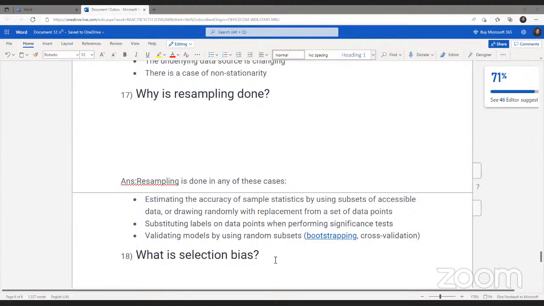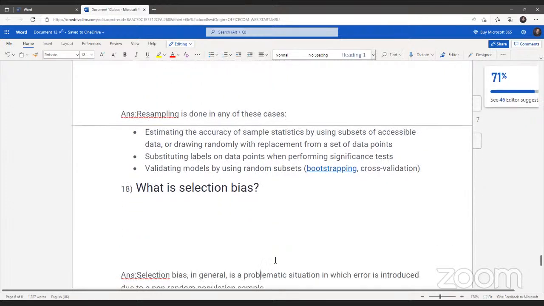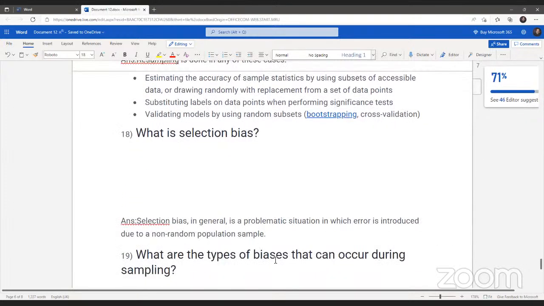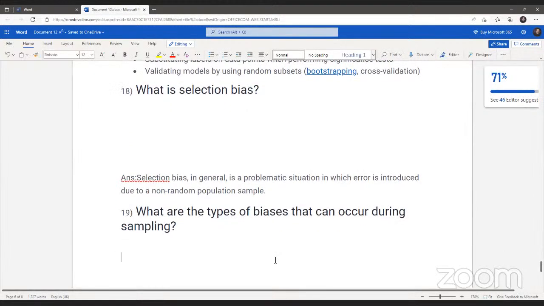Yeah, as we look into this, selection bias is a problematic situation where error is introduced due to a non-random population sample. So as we jump into the next thing, what are the types of biases that can occur during sampling?